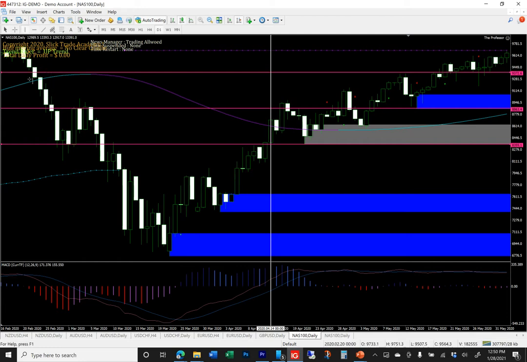Prior to that, right here, the MACD crossed to the downside. And that happened before we even crossed below that Hall moving average. So you have first indication right here, second indication here, and then it continues down. Okay, so those are some major things to look at.